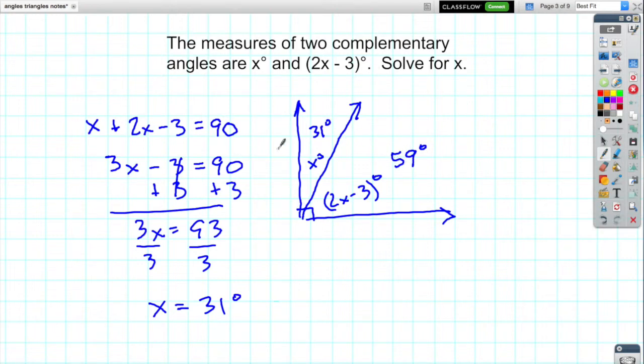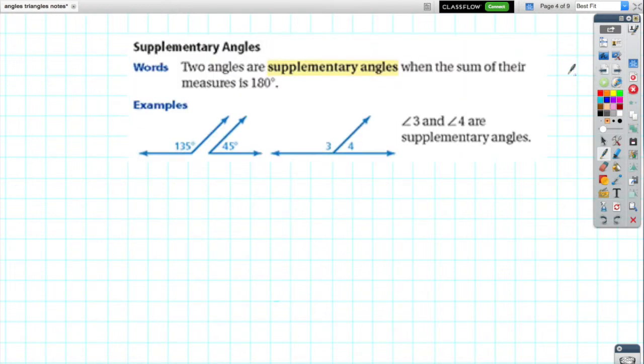Okay, so like I said, there's another thing called supplementary, which is very similar. And the only difference is with supplementary, two angles are supplementary angles when the sum of their measures is 180 degrees. In other words, they form a straight angle. So like here, one angle is 135, one's 45, that adds up to 180. Or I can just visually see that the two angles are next to each other, side by side, on a straight angle, which makes them supplementary, because we know a straight angle is 180 degrees.